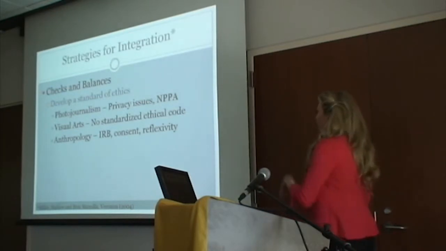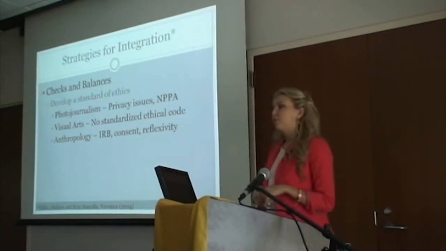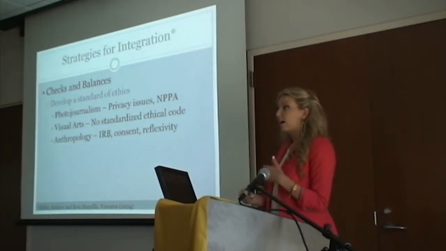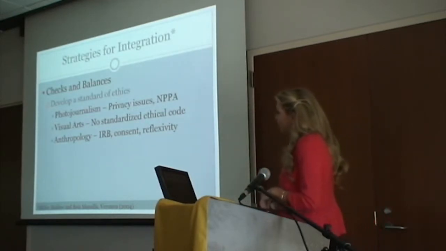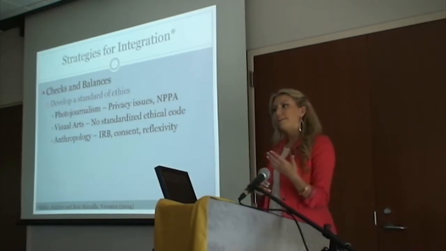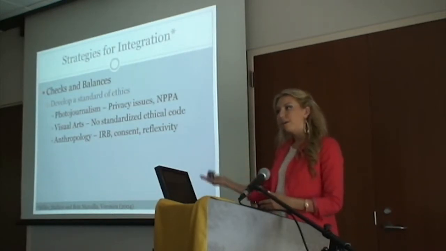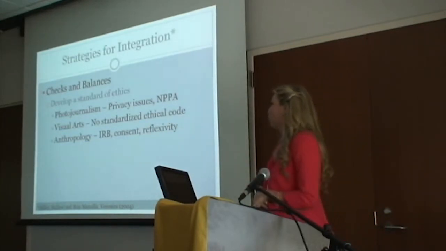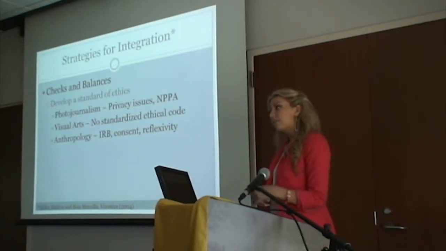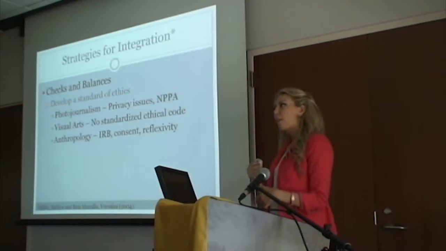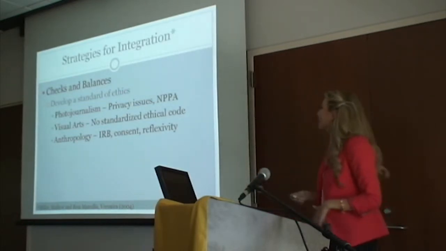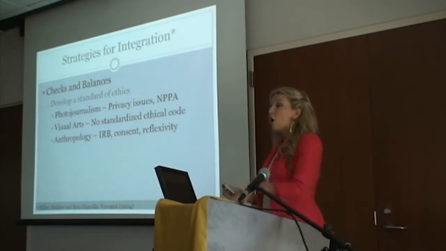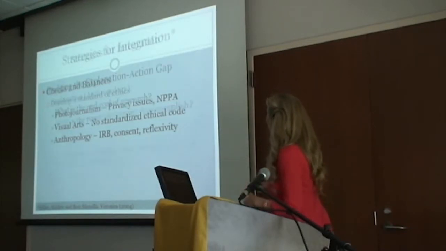In photojournalism, there is the concept of privacy issues and the National Press Photographers Association, among other associations for photographers, which regulate the study and publication of images. In visual arts, there's no standardized ethical code, but visual artists must be aware of who they're photographing. Is it in a public setting? Is it in a private setting? Do they have consent? And in anthropology, it's very, very controlled with the IRB, consent forms, and oftentimes the researcher participates in reflexivity, meaning that the researcher reflects on his or her own role in the research process. How did his or her involvement alter the final product results that were produced?